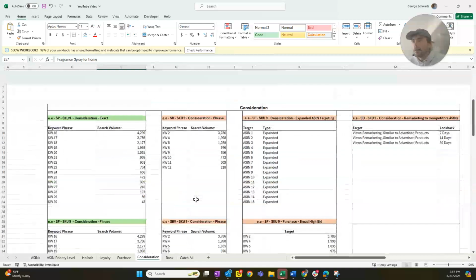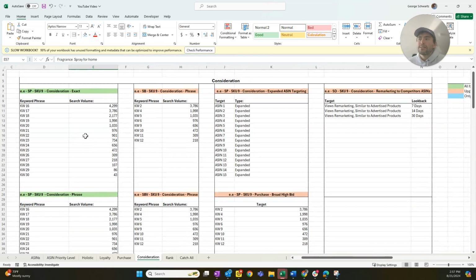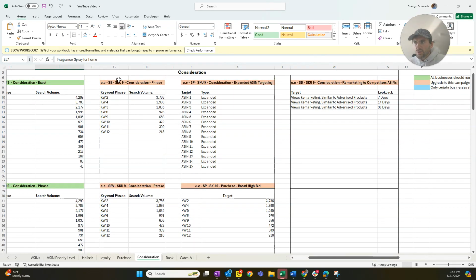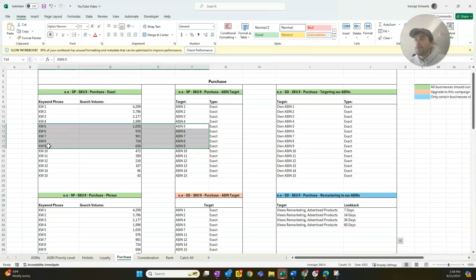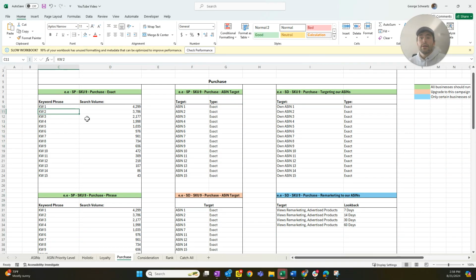So once we get those sponsored product campaigns set up and running, we also want to look at sponsored brands, and these keywords are going to be from our purchase campaign. So you can see keyword 2 did really well, keyword 4 did really well, keyword 5 did really well. So let's go back here. That would be from these campaigns and saying, hey, these went really well in sponsored products. Let's transfer those winners over to sponsored brands.